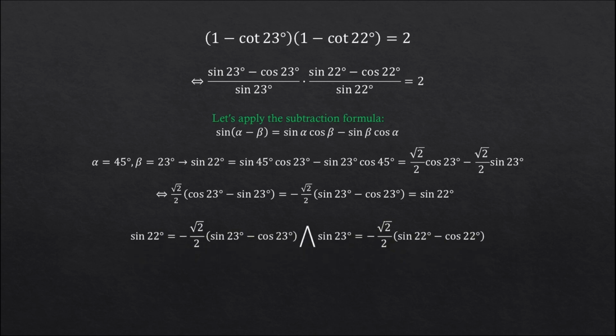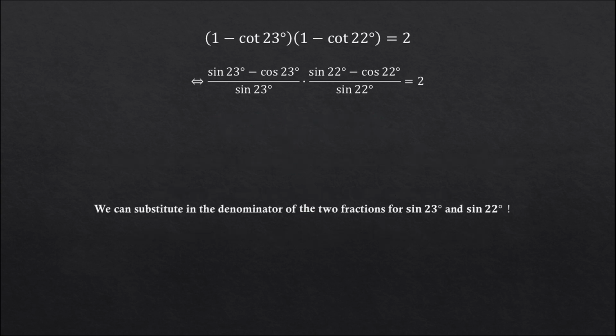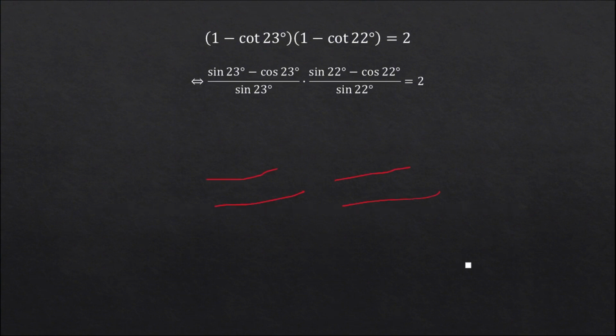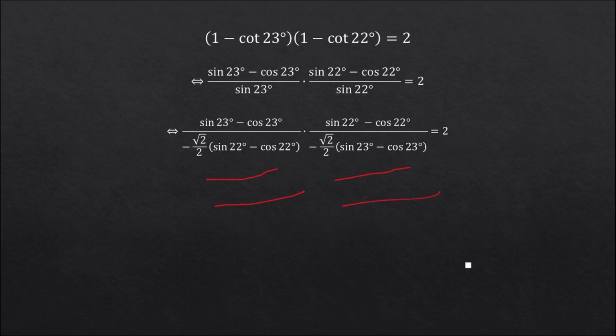And we can also do the same thing for the sine of 23 degrees, and we get a similar result. We get that the sine of 23 degrees equals minus square root of 2 over 2 times parentheses sine of 22 minus cosine of 22. And this is very important because what we can do now is substitute in the denominator for sine of 23 what we got, and also for sine of 22. If we do it, we plug in the value we got from the last equation for sine of 23, and we do the same for sine of 22.